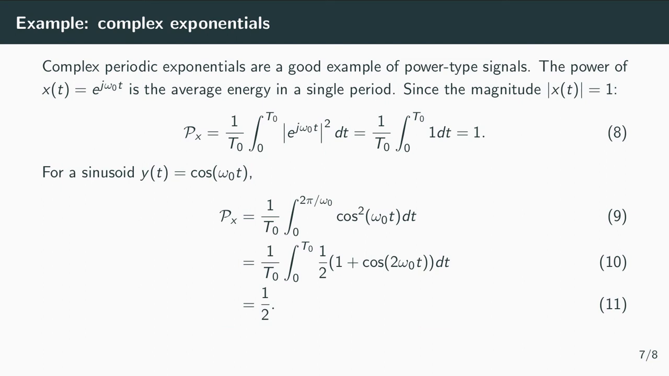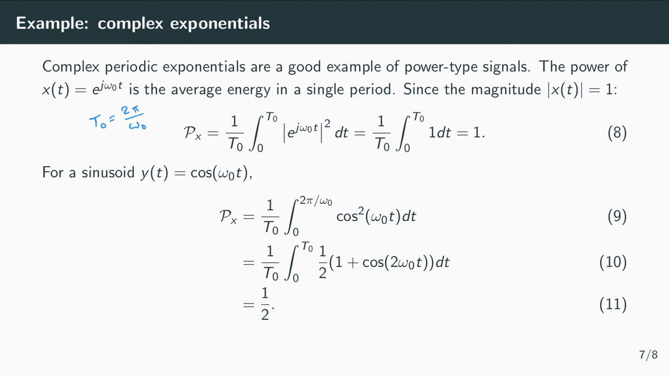If we want to do an example, we can look at a complex periodic exponential, and it's a good example of a power type signal. So let's just look at the simplest case. We take x of t equal to e to the j omega naught t. And then we're looking at the average energy in a single period. So we're taking the length of the period, 1 over T naught. So T naught is equal to 2 pi over omega naught.